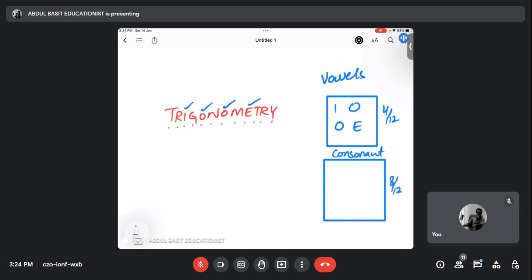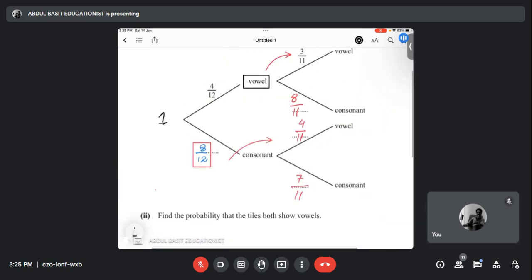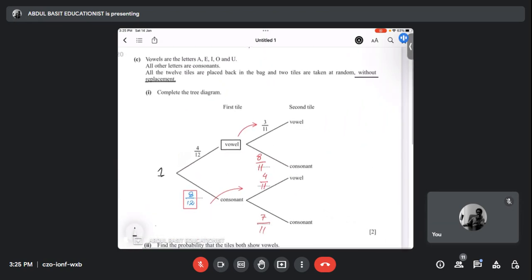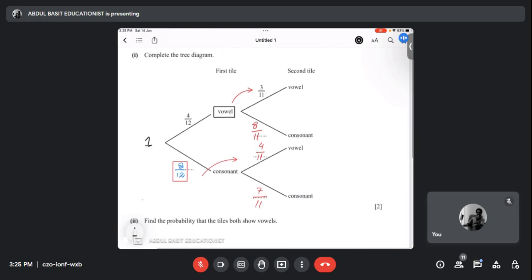Do you agree? Okay. Is this clear, everybody? Yes sir. Okay. Now look at the question. Let's look at the question. Complete the tree diagram. Okay, that's good.